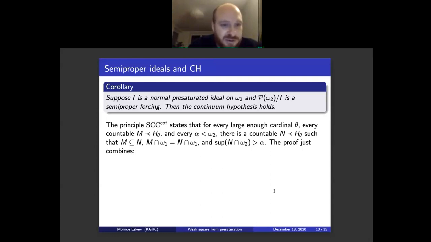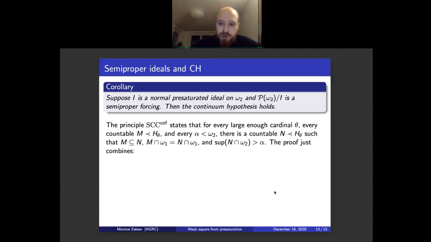So we use this principle, strong Chang's conjecture cofinal, SCC cof, which states the following. For every large enough theta, every countable elementary submodel M in H theta, and every ordinal alpha less than omega 2, there's an end extension N of M. So there's a larger countable elementary submodel that has the same intersection with omega 1, but the sup of the new model, the larger model, with omega 2 is at least as high as alpha.